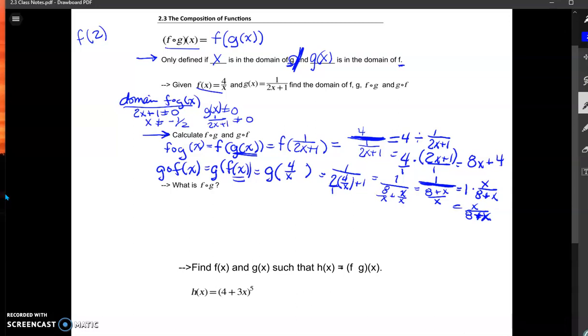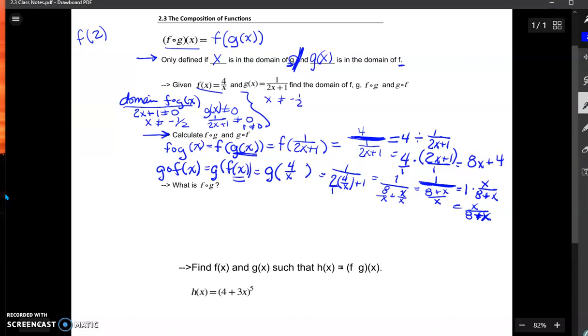Actually, the solution to that is all real numbers, because to solve that, I could multiply both sides by 2x plus 1, and that would leave us with 1 equals 0. So that's all real numbers. So that doesn't give us any new information. So the domain of f of g of x is just x is not equal to negative 1/2.